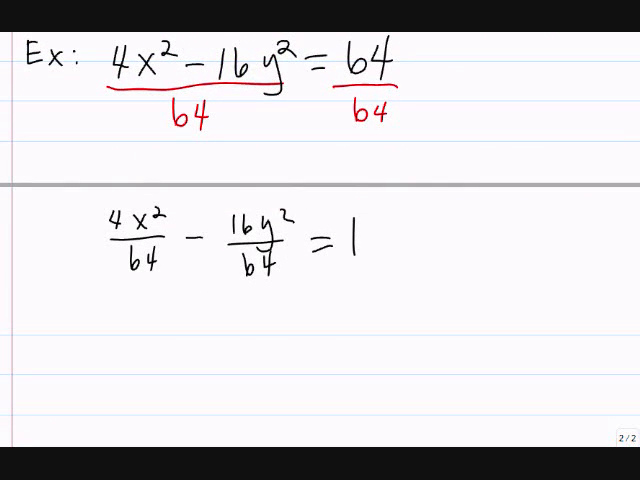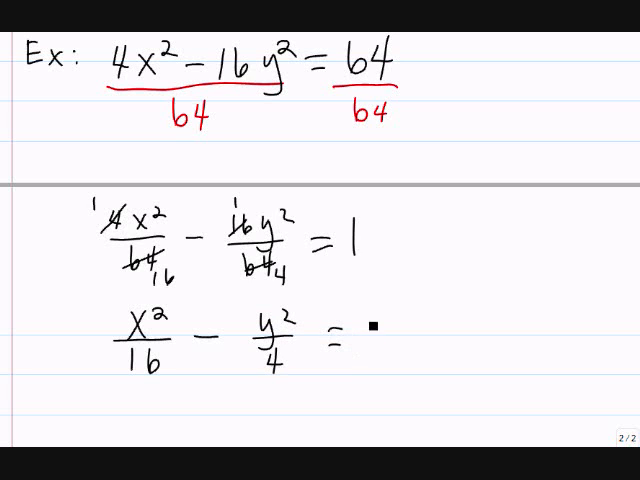So let's see. 4 64ths is 1/16. So this is x squared over 16. 16 64ths is 1 over 4. So this is y squared over 4.